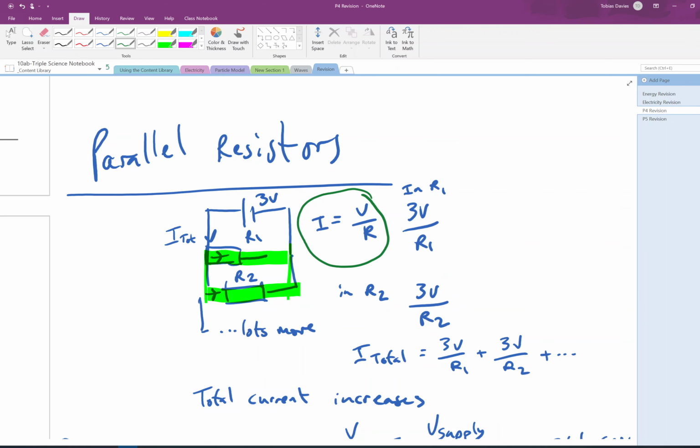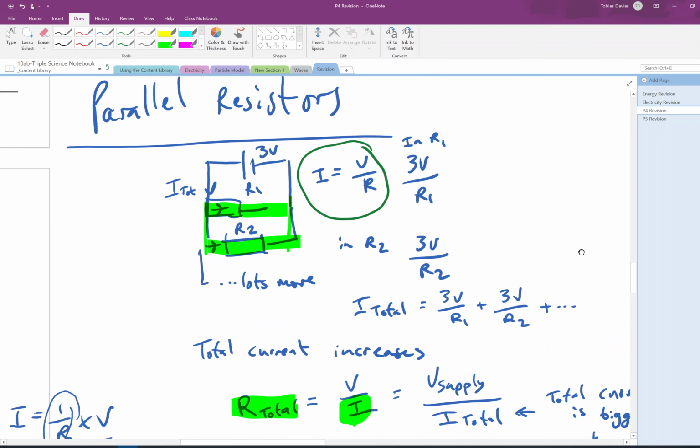And then the total current is going to be 3 volts divided by R1 plus 3 volts divided by R2. And then if I've got more resistance, then I'm going to have more and more current. Okay, so I total will increase. So by adding these resistors in parallel, I end up with more current. So adding resistors in parallel will increase the current.